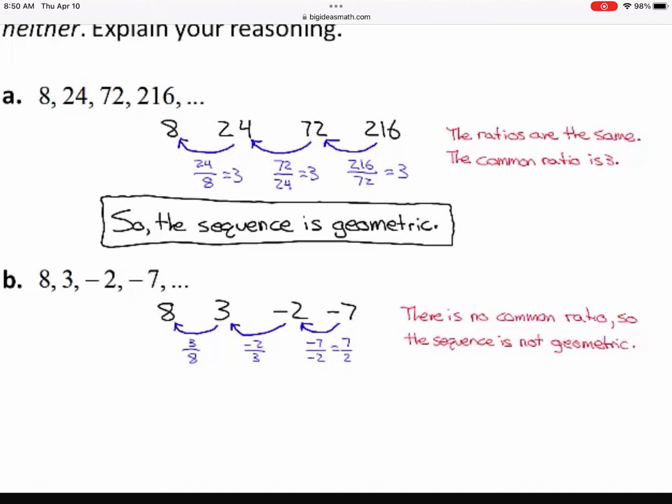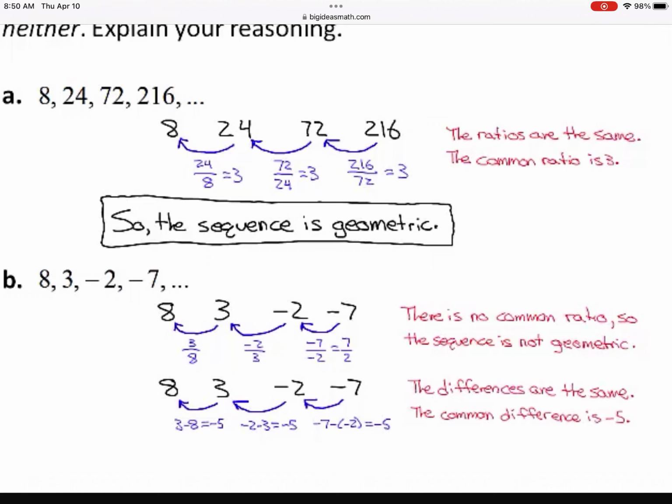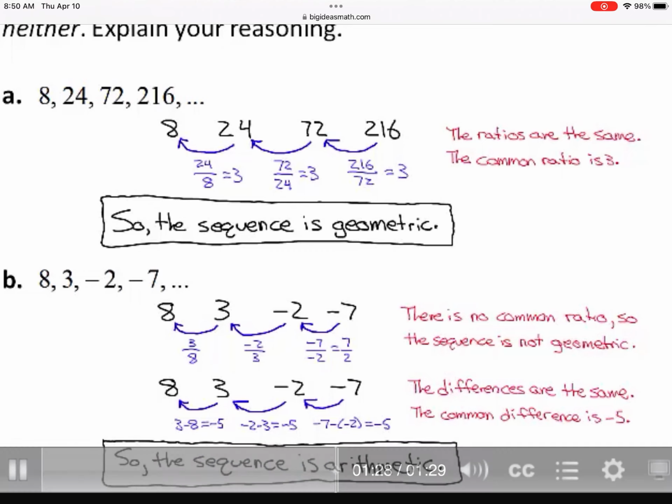Next, find the difference between each pair of consecutive terms. The difference between 8 and 3 is 3 minus 8, or -5. The difference between 3 and -2 is -2 minus 3, or -5. And the difference between -2 and -7 is -7 minus -2, or -5. The differences are the same. The common difference is -5, so the sequence is arithmetic.